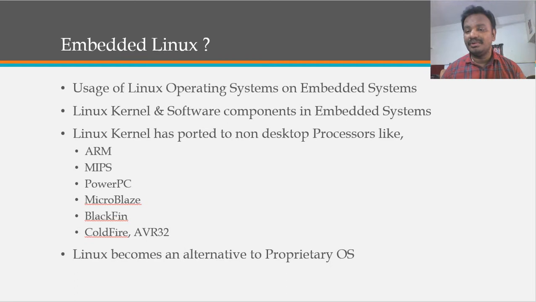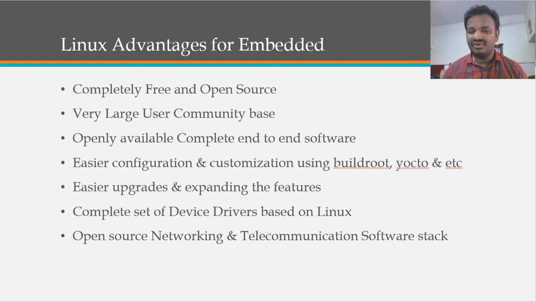Linux also became popular by overcoming proprietary OSes. The advantage of Linux for embedded is that it's completely free and open source and has a very large user community. For example, if you need a driver for a device that may be used in x86, Core i3, Core i5 or Core i7, we can reuse it and easily come up with our embedded system platform. And we have openly available complete end-to-end software. Different kinds of software can be integrated, and we can build our own application. That is the power of embedded Linux.